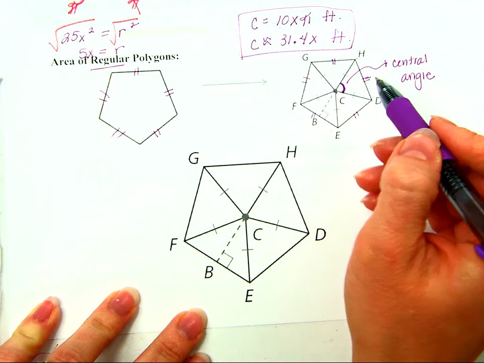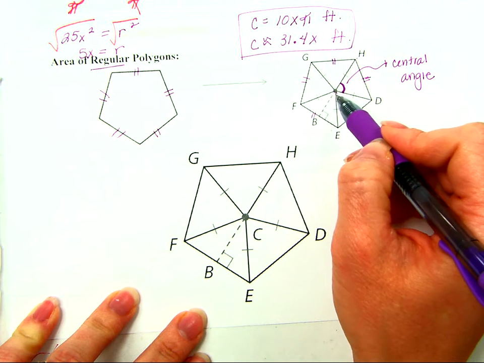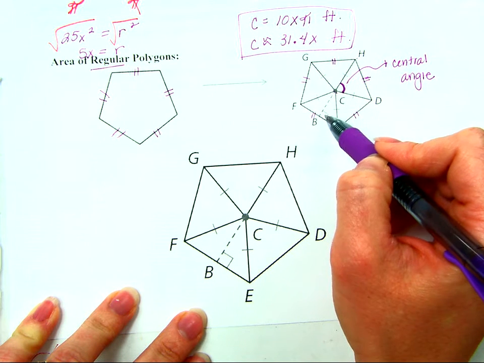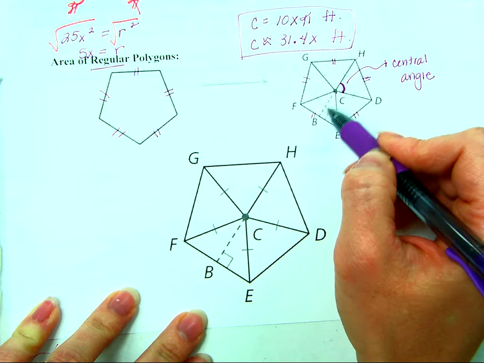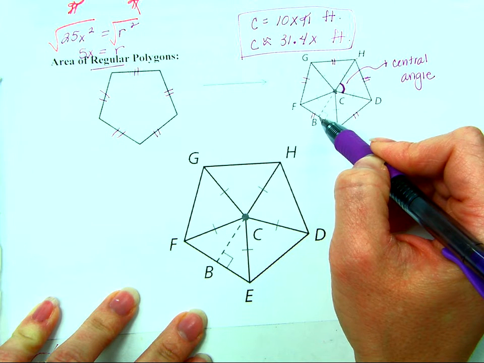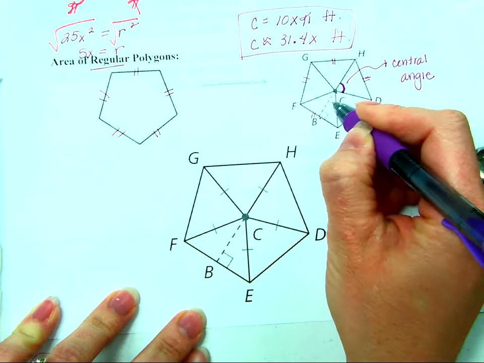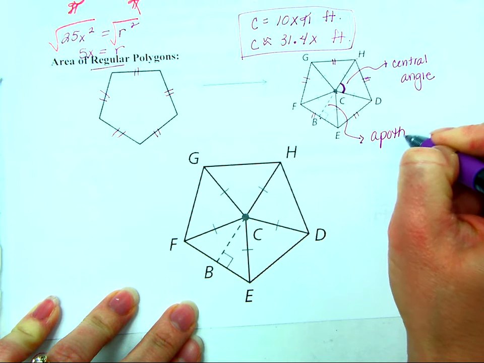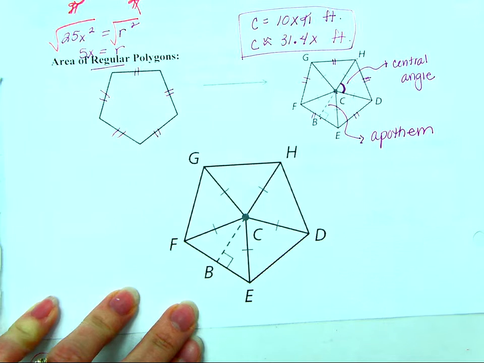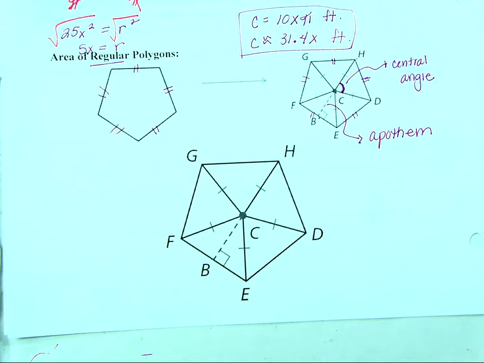What else? Well, if I look at my triangle, I've added in this dotted line here. It's kind of the height of my triangle. Well, the segment that meets the side of your polygon at 90 degrees is actually called the apothem. I kind of think of that as the height of my triangle.